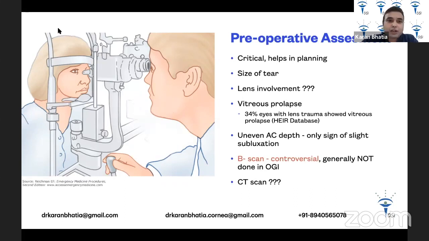A B scan is controversial, and I generally do not prefer to do it in case of open globe injuries. However, very rarely we go for a B scan, particularly when we are looking for an intraocular foreign body. And you have to be careful. It has to be very gentle, as Dr. Avnish has said. A CT scan again would be advised, as Dr. Nupur and Dr. Avnish have said, to look for these intraocular foreign bodies.